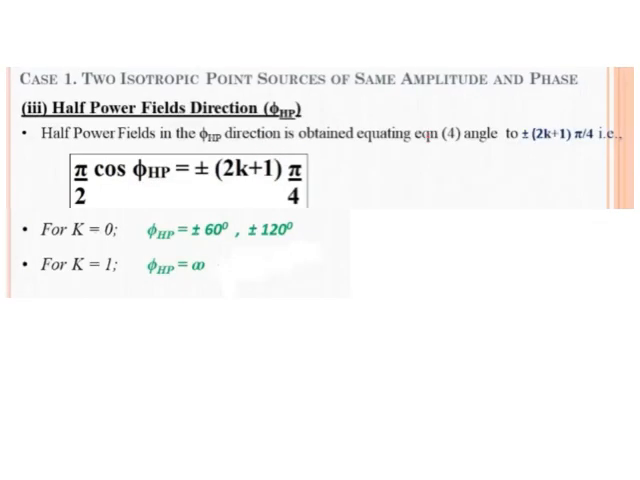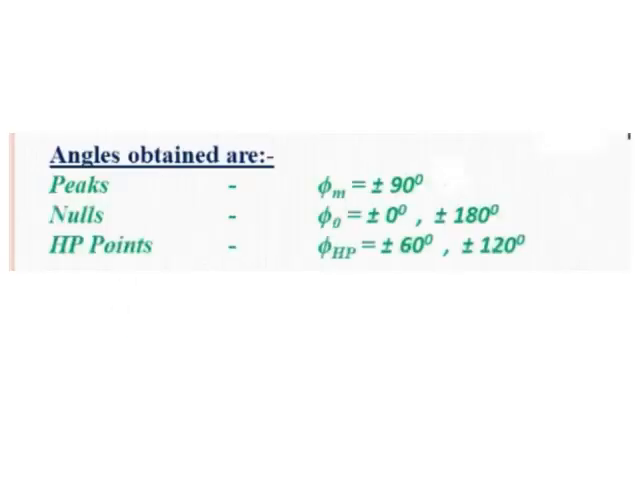Next, coming to the half power field direction ψhp, it is obtained by equating the equation for the angle to plus or minus (2k+1) times π/4. That is, we are equating π/2 cos ψhp to plus or minus (2k+1) times π/4. In this case, if we take k as 0, ψhp will be equal to plus or minus 60 degrees as well as plus or minus 120 degrees. As I told, there is plus or minus on both the LHS as well as the RHS, so we get 4 angles. And for k equal to 1 and the remaining cases, ψhp is infinity.